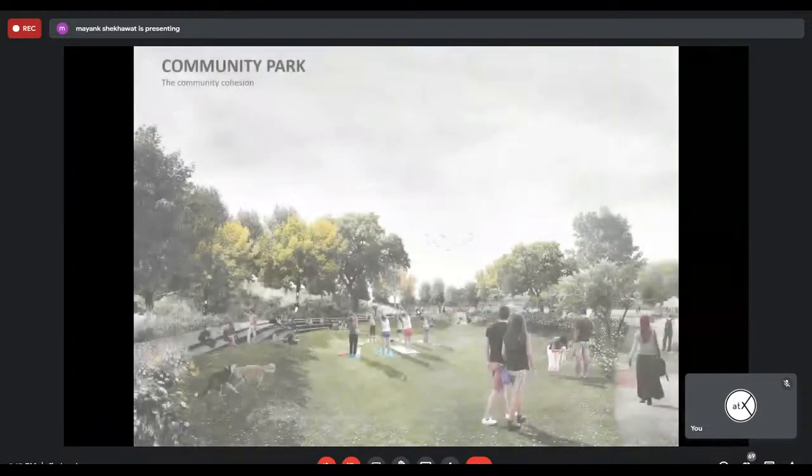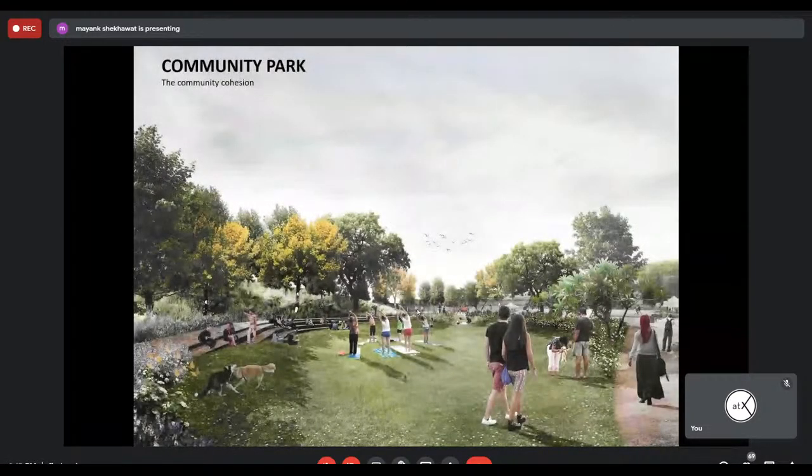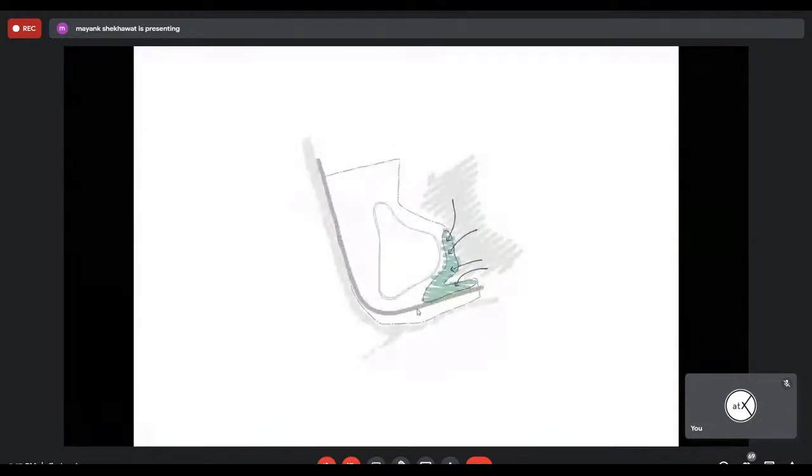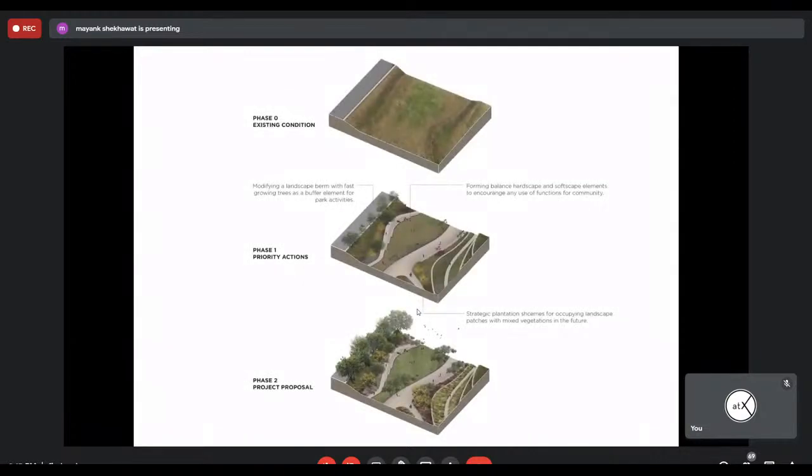The second landscape zone is the community park. Now, this site was designed to formalize the green space requirements of the nearby settlements. The first one is the existing condition of the site. The second one shows the priority actions of forming a buffer from the road and creating pathways and usable green spaces within the landscape. And the last is the final vision of the area with terraces and aromatic gardens. I feel aromatic gardens were important for a landfill.